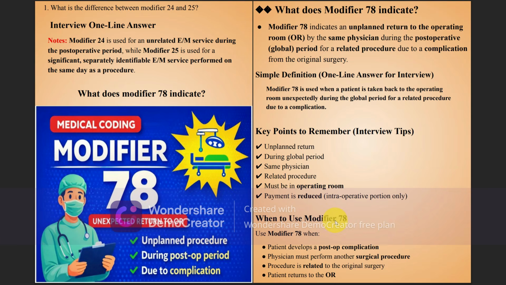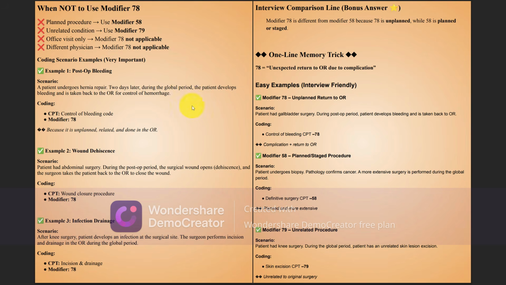When to use modifier 78? Use it when the patient develops a post-op complication. The physician must have performed another surgical procedure, the procedure is related to the original surgery, and the patient returns to the operating room. That is when we use modifier 78.